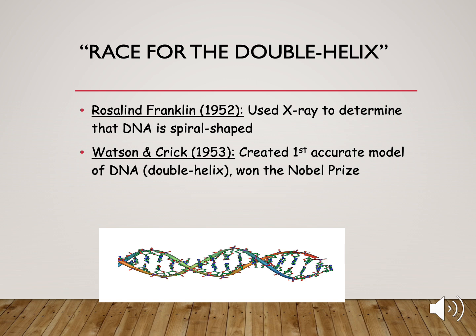Rosalind Franklin used X-rays to determine that the DNA was a spiral shape, and then later Watson and Crick came along and said that they made the model for the DNA, the double helix model, which actually won a Nobel Prize.